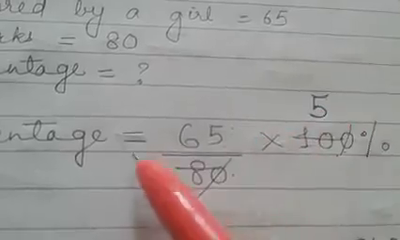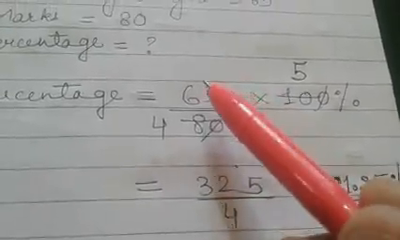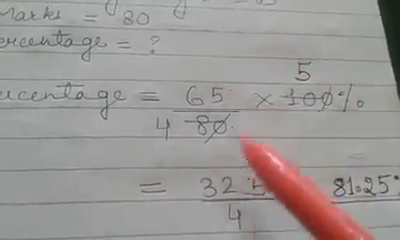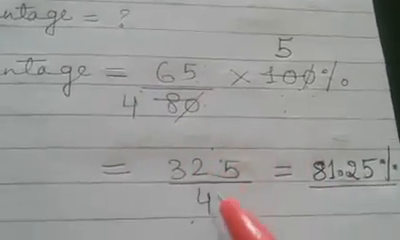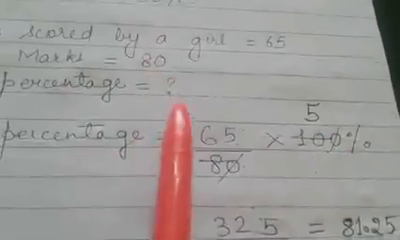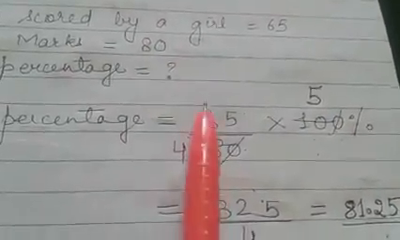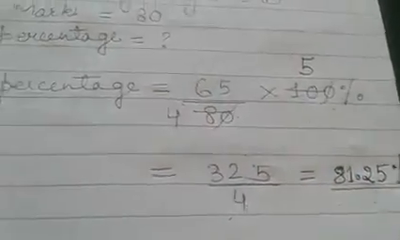2 5s are 10, 2 4s are 8, 65 into 5, 325 upon 4. See, I have multiplied 65 by 5. I have got 325. 4 denominator nothing. So 4 ones are 4. So 325 divided by 4, 81.25. So if you have scored 65 marks, means you have got 81.25%. That's your percentage. Okay.